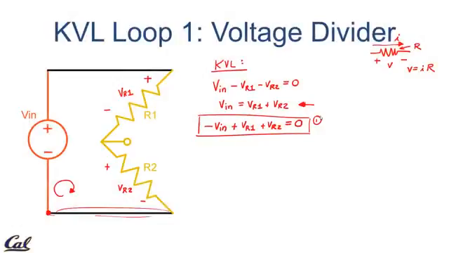Now, this is not quite the whole story, right? Because these VR1s and VR2s, we don't really know what they are yet. So what do we do now? Well, we have a second law, right? We have KCL, or the current law. KCL. Let's talk about currents.